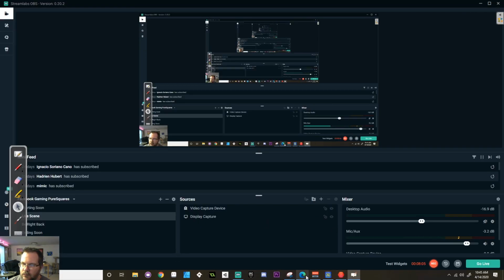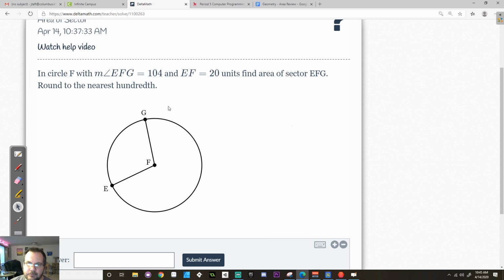Go to, there we go. Now, in this case, we have circle F, measure of EFG equal to 104 degrees. It doesn't tell you the measurement. In this case, that measurement is in degrees, so this is 104. And it tells you that EF is 20 units, and that's the radius. Now, step number one, like I said, you need to find the area.